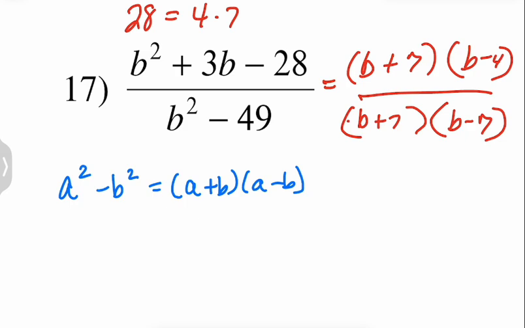Okay, so now we found this b plus 7's canceled, perfect. So we have b minus 4 over b minus 7. Okay, so that is problem 17.